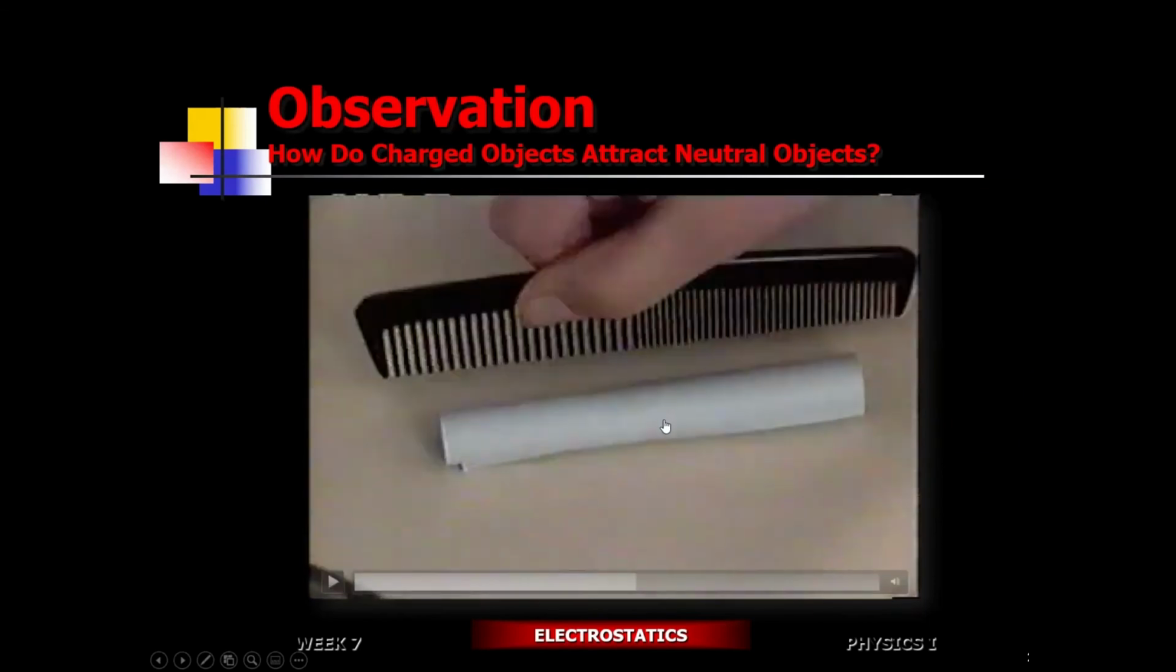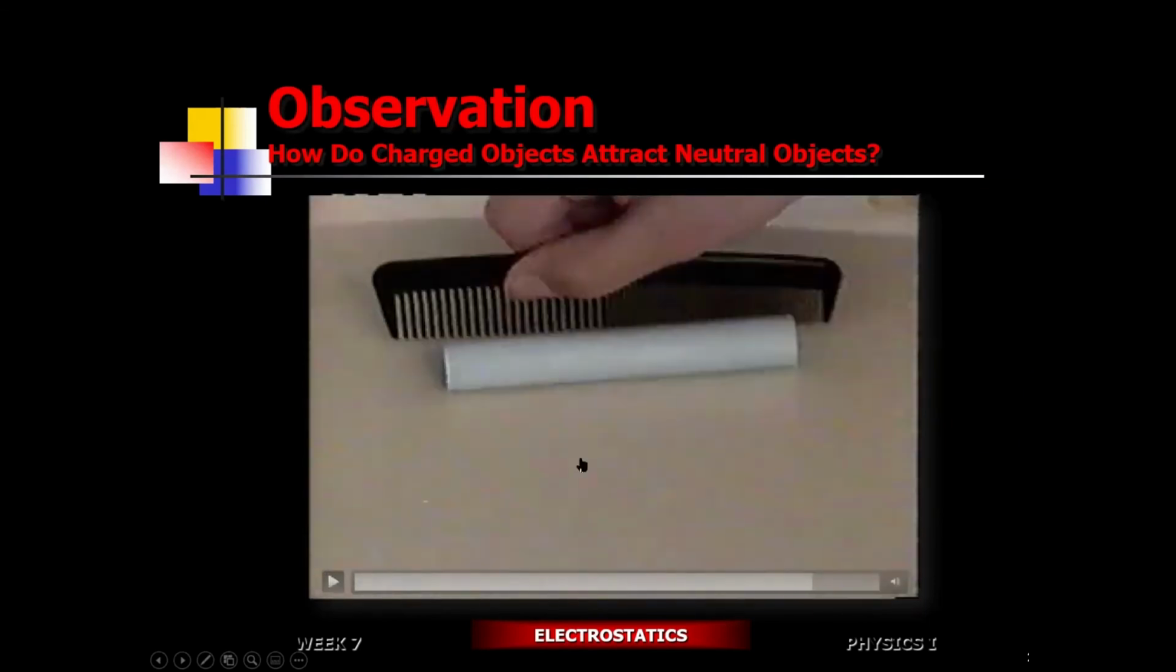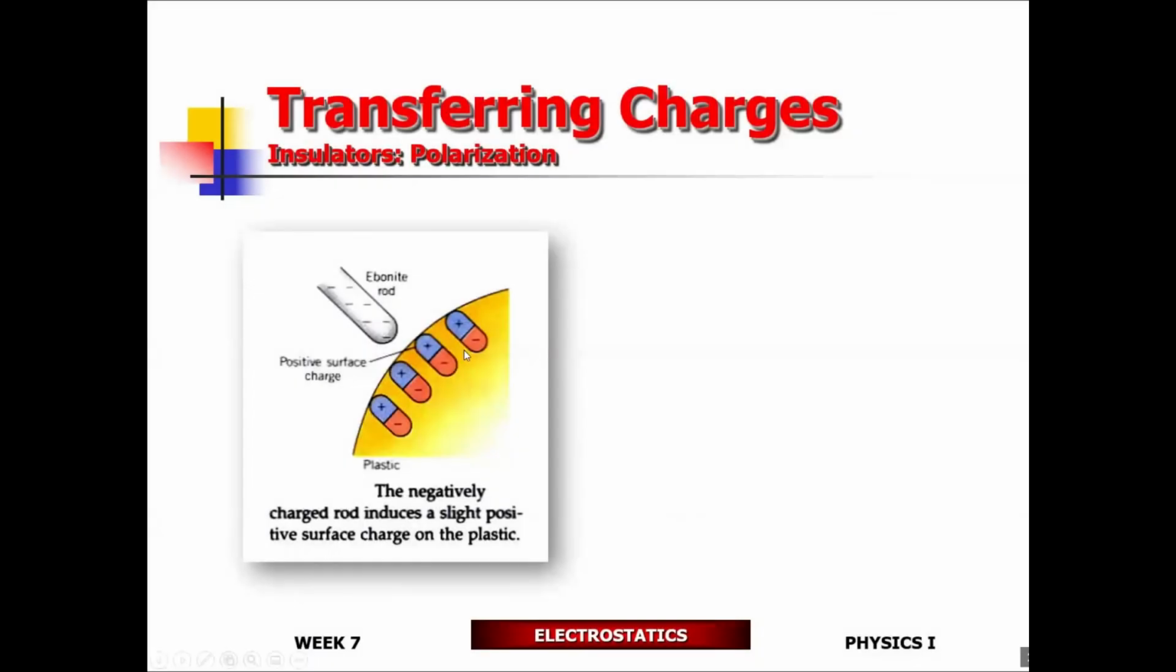By using a charged object. You know everything is made up of atoms, right? You also know that the atoms are neutral, which means that within atoms, you will have an equal number of positive and negative charges. So when you're using a negatively charged rod, what happens to the negative charges inside the atom? They will become repelled into the surface.